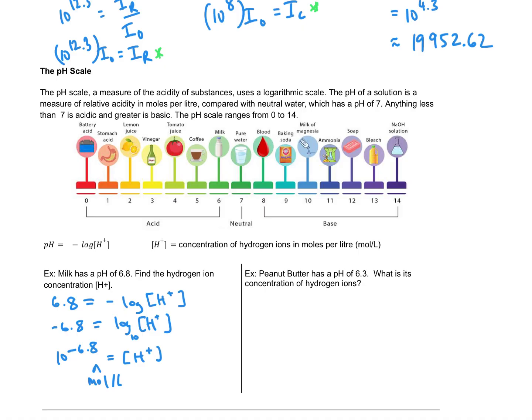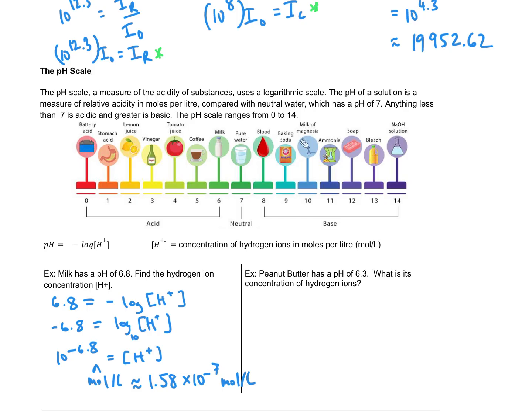Now, you could keep it like this. You can punch it into your calculator. It's still going to be a very small number, but maybe it's more meaningful if you plug it into your calculator and you get something like 1.58 times 10 to the -7 moles per liter. So just seeing that 1.58 might mean a little bit more.